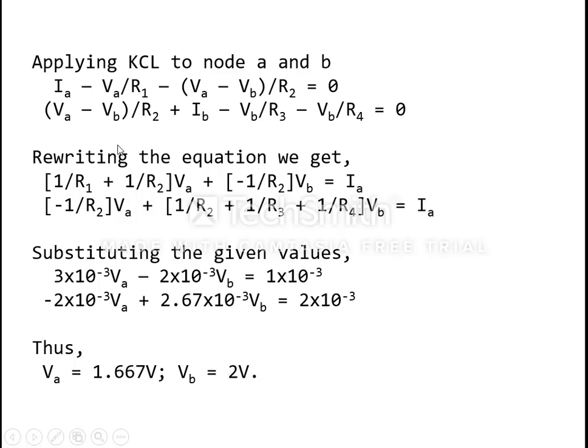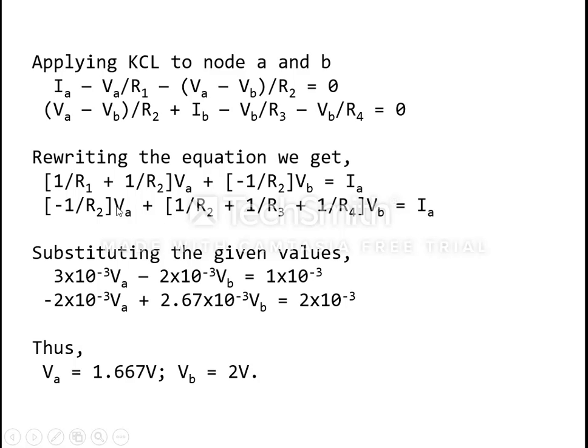Rewriting these equations, we get (1/R1 plus 1/R2) VA plus minus 1/R2 VB is equal to IA. And for this equation, you get minus 1/R2 VA plus (1/R2 plus 1/R3 plus 1/R4) VB is equal to IB.